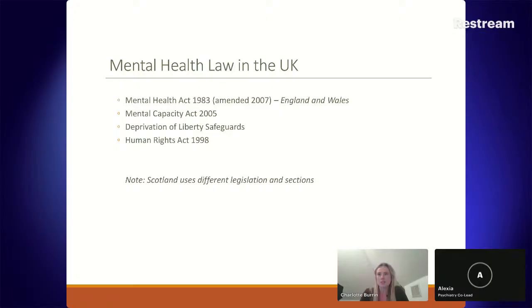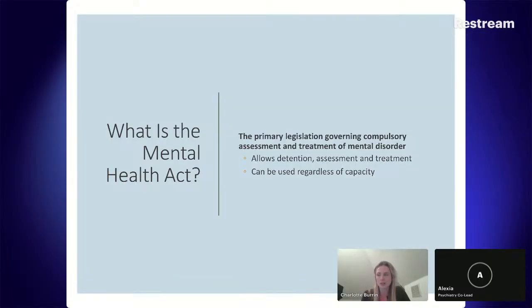Just to bear in mind, the Mental Health Act, as we're going to discuss today, is what applies in England and Wales, and Scotland actually uses slightly different law. So, as we've said, the Mental Health Act is the primary legislation in the UK governing compulsory assessment and treatment of mental disorders. So this allows detention or sectioning of patients in hospital when they have a mental disorder that is of a nature or degree that warrants detention. And the detention is deemed to be necessary in the person's best interests, or to protect their health or safety, or to protect others.